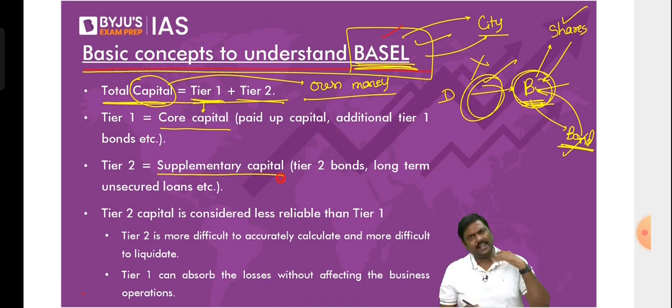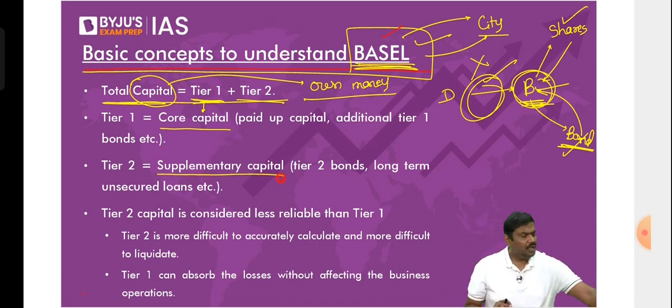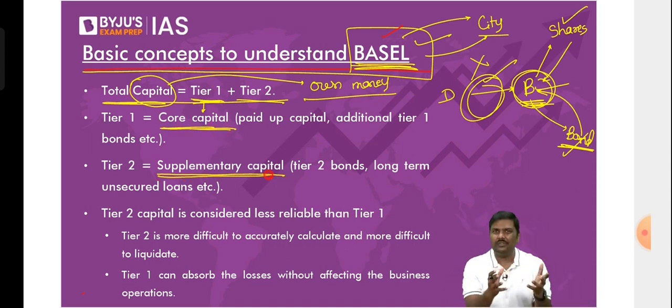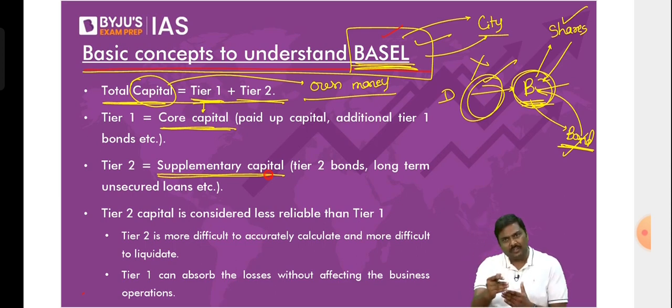I'll give you an example. Please wait. And I know these are very, very technical in nature. We'll simplify it. Please wait for it. Tier 1 is referred to as core capital. Tier 2 is called supplementary capital. Right? Definitions are not the focus here. Concept is important.